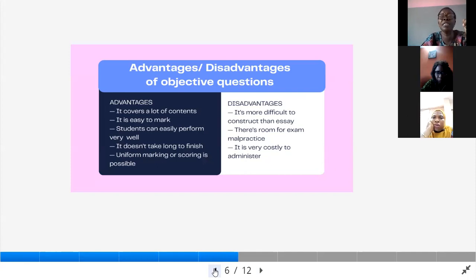One of the disadvantages is that it is more difficult to construct than an essay question. There is room for exam malpractice, because this person here can call the person who is very far from you, "Please, what's number 10?" And the person will signal with the hand like this or like this, and the other person will get it. So it encourages malpractice.